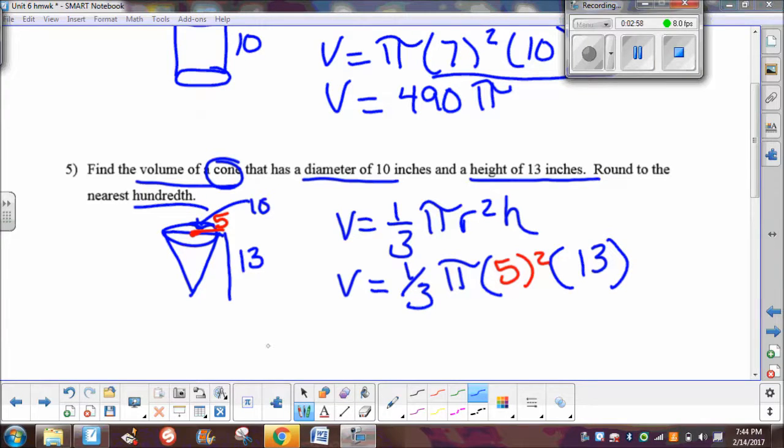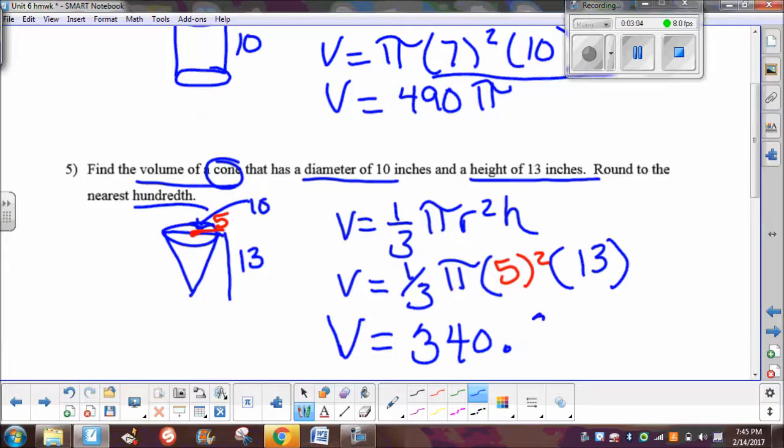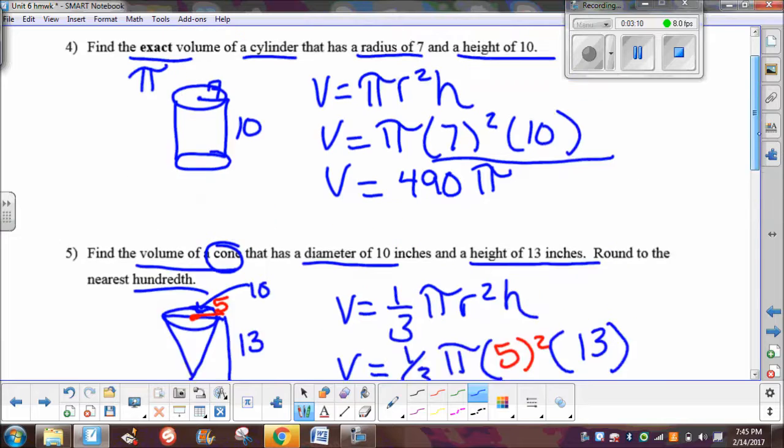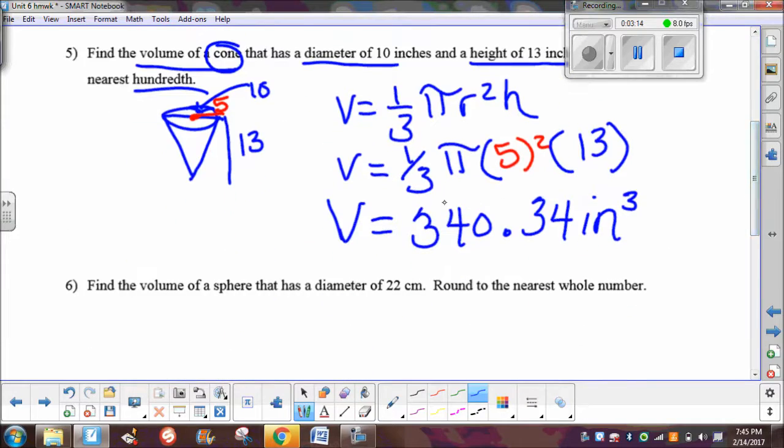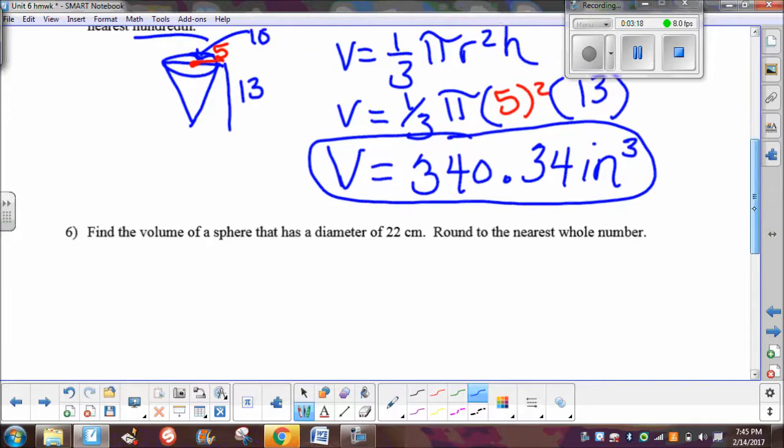Okay, so you should get, to the nearest hundredth, that the volume is equal to 340.34 inches cubed. Let's see, did they give us units on that last one? Nope, they didn't. Okay, so remember, volume is cubic inches.